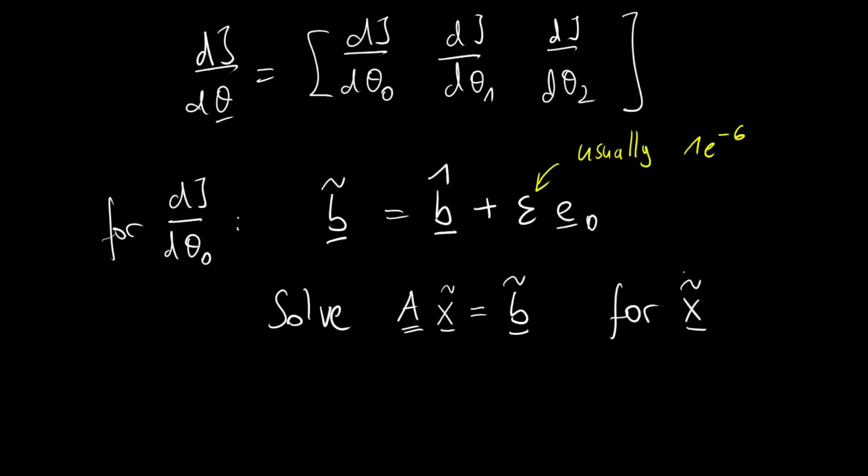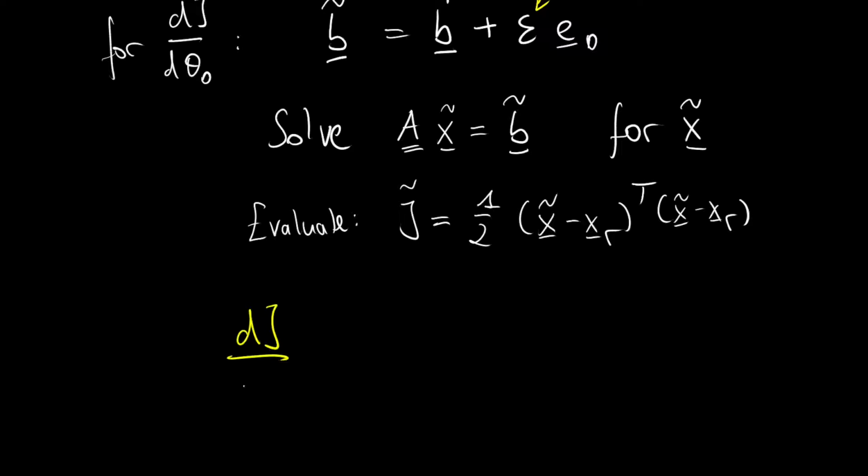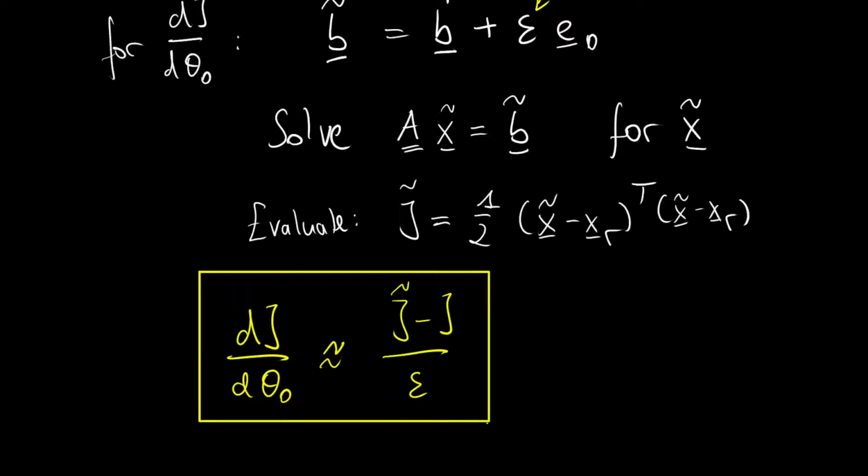And now we have another solution, and you can then also evaluate the loss metric. So you will evaluate the loss metric, which will be a J tilde, and here you use the same formula, 1/2 times (x tilde minus xr) transpose times (x tilde minus xr). And then in order to obtain the component in the gradient vector, you say that dJ by d theta 0 is approximately (J tilde minus J) divided by epsilon, which was the small amount that we added to our guess of the b vector.